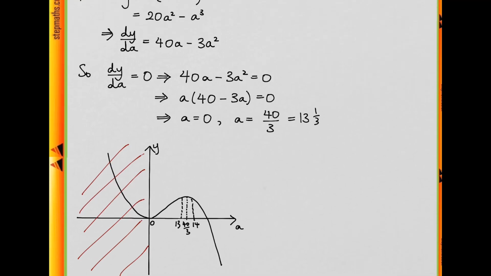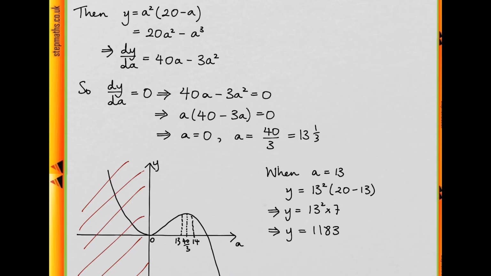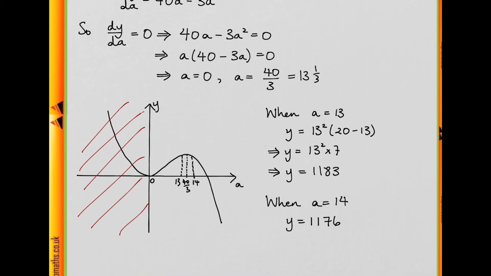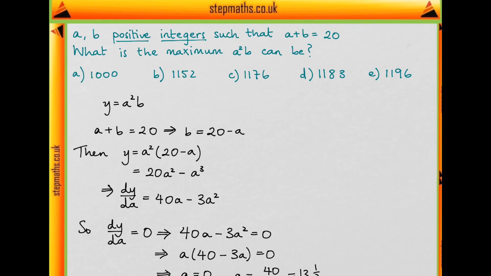So if we work out what y is when a is 13, if we just substitute a equal to 13 in here, we see that this is what we get, and that's the same as 13 squared times 7, which when you work it out is 1183. If you wanted to double check for 14 as well, you see that it's equal to 1176, which is less. So the maximum value is when a is 13, and then we get that a squared b is equal to 1183, so that's answer D.